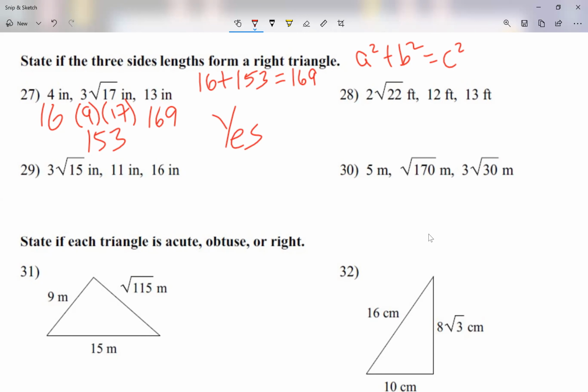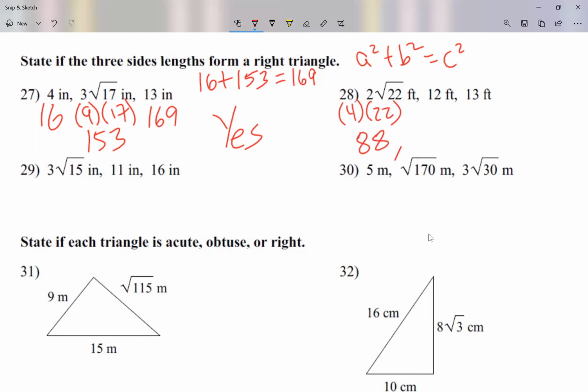All right, let's take a look at number 28. My first number, if I only had the 2, right, I'm going to square everything. If I only had the 2, I will get 4 because 2 squared is 4. If I only had the radical, I will get 22. Because I have both, let me multiply them. So I get 88. Now 12 squared is 144.